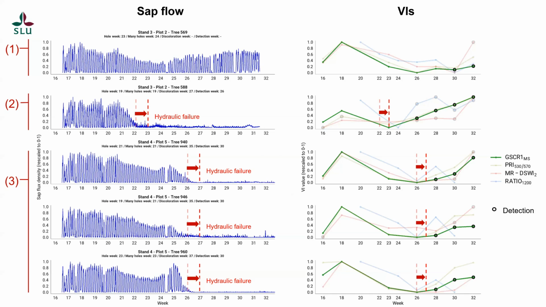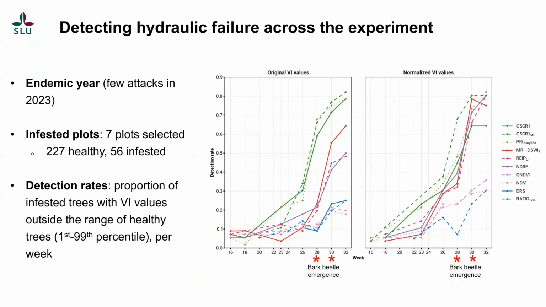And then we start a few days later to be able to see these effects from the canopy. And then this was from the plots that we had the sapflow sensors, but then we started to want to map this hydraulic failure across the rest of the experiment. And then, as Alice already mentioned in her presentation, this is the data from 2023, where we had the endemic year.